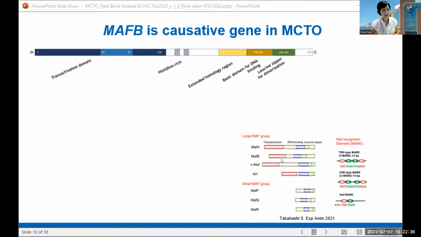There is a transactivation domain close to the N terminus and towards the C terminal region, there is the leucine zipper structure that is responsible for subunit dimerization and binding of DNA to specific MAF recognition elements, otherwise called MAREs. And MAFB can support gene transcription, activation, or repression, depending on the specific subunit that it dimerizes with.